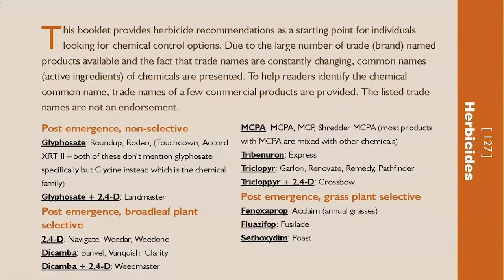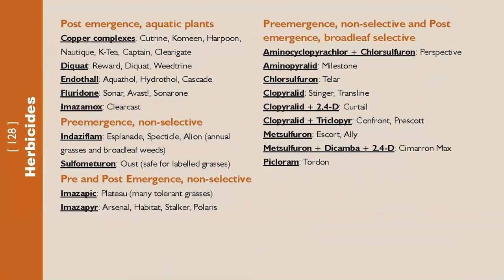So here's the post-emergent broadleaf plant selective. We've got 2,4-D, dicamba, etc. And then the brand names, Weedar, etc. And here we have a post-emergence where the plants are actively growing, and this is selective for controlling grass plants. It won't harm the broadleaf plants. Then on the second page here, we have those post-emergence for aquatic plants. And these are labeled to be applied in water or adjacent to water. So that's an important consideration depending on your site.